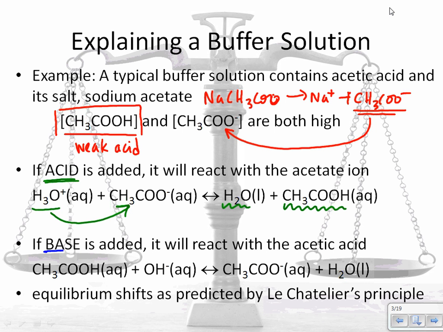If you add base, base is going to react with the acetic acid. So your hydroxide is going to take the H from the acetic acid. You're going to make an acetate ion and water. And again, both of these compounds are neutral, or fairly neutral. So again, if you add base, you're not going to change the pH by much. If you add acid, you're not going to change the pH by much. And that's because of what is present in the buffer.